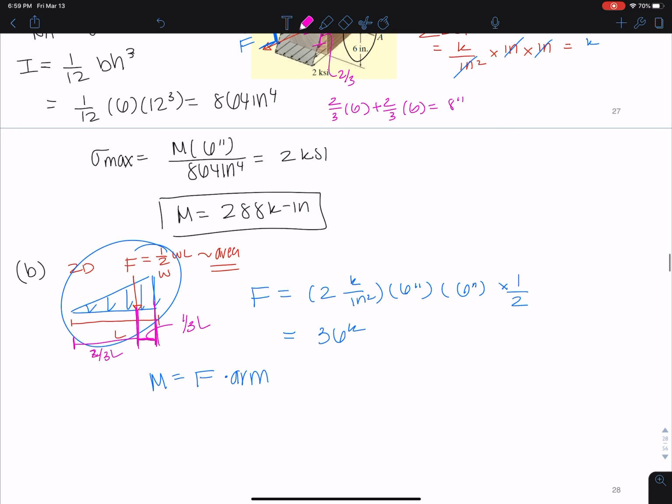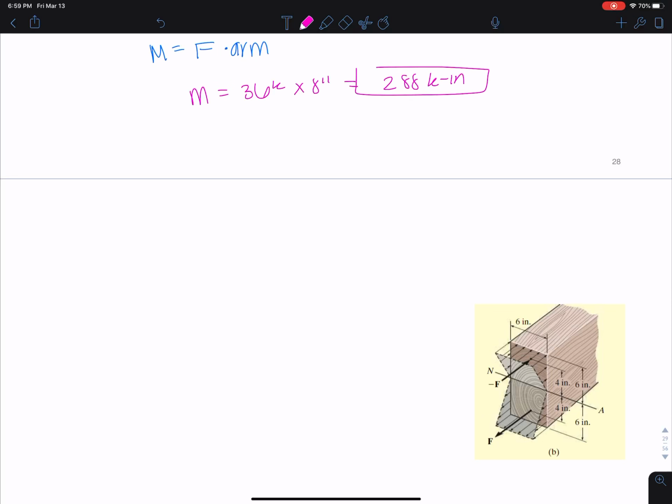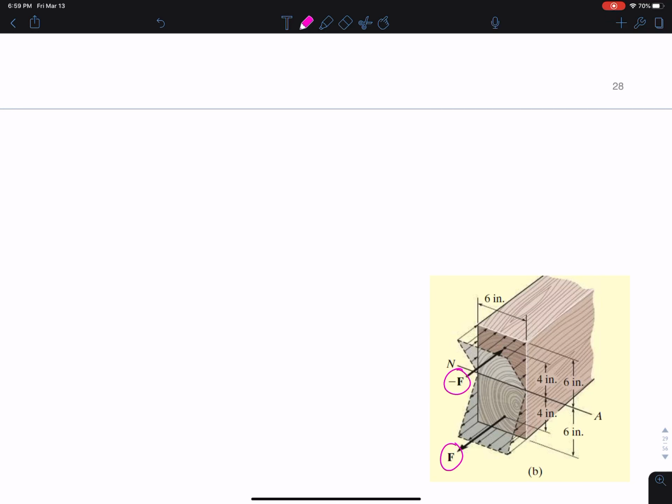So here, our moment is 36 kips times 8 inches, and we get 288 kip-inches. Same answer. And here I have a picture down here that shows you a much better representation of what I could have drawn. Here is our couple. Here is the arm that it acts away from the NA, the neutral axis, for both. And of course we need to add up this whole arm times the force to get the moment.